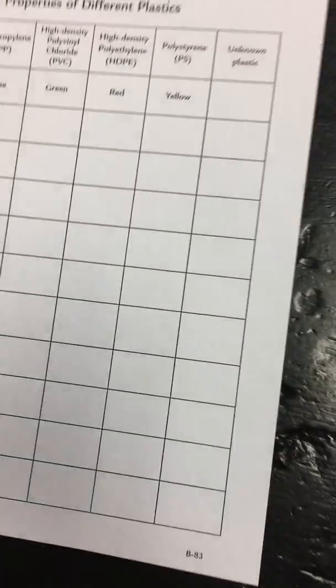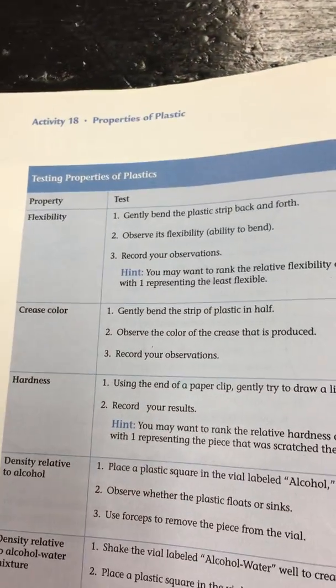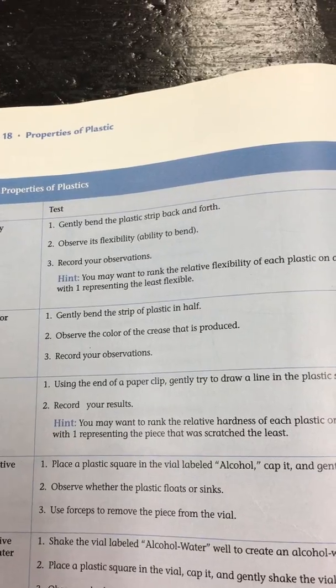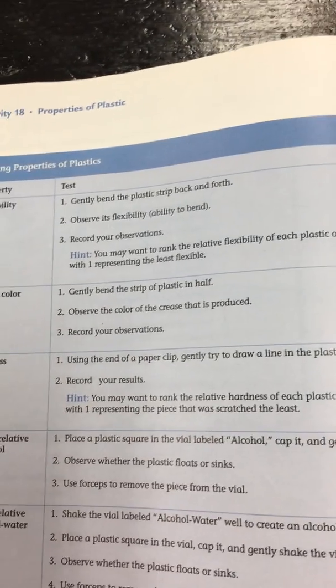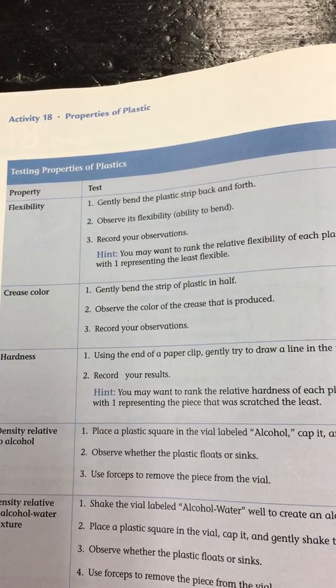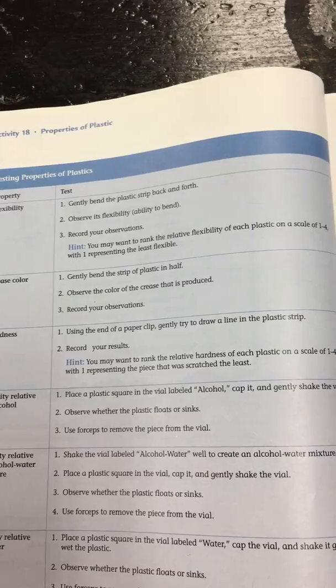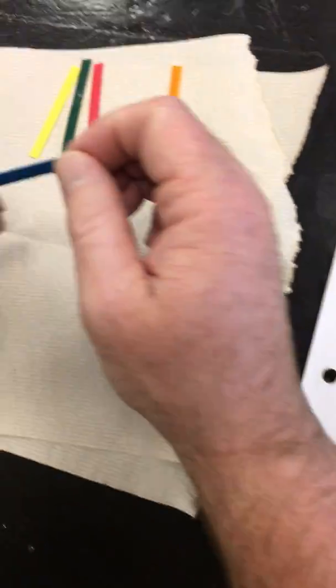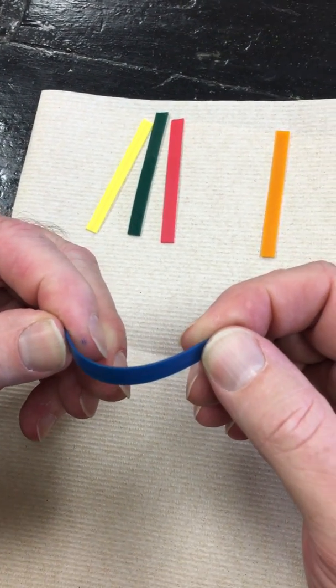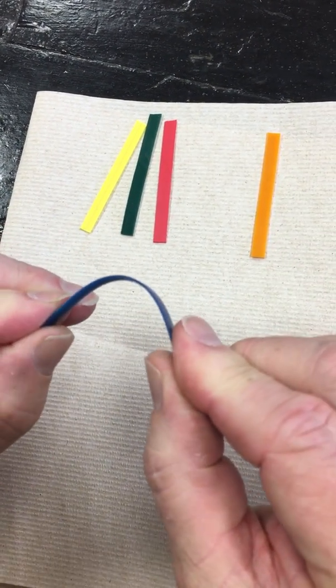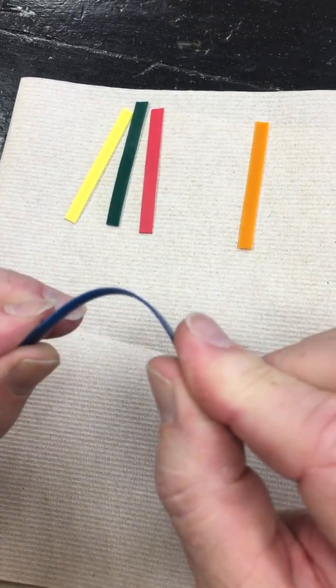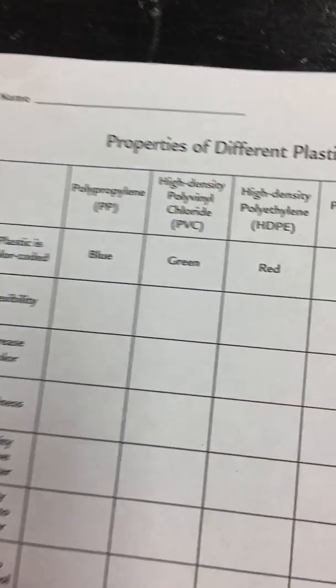The first test that we're going to do is a flexibility test. On your flexibility test, you are going to record the flexibility of each of the plastics, the red, blue, green, and yellow, on a scale of 1 through 4, a 1 being the least flexible. So we're going to start out with our blue piece. We're going to flex it. Okay, so we kind of bend it back and forth, flexibility. Okay, 1 through 4 for blue.